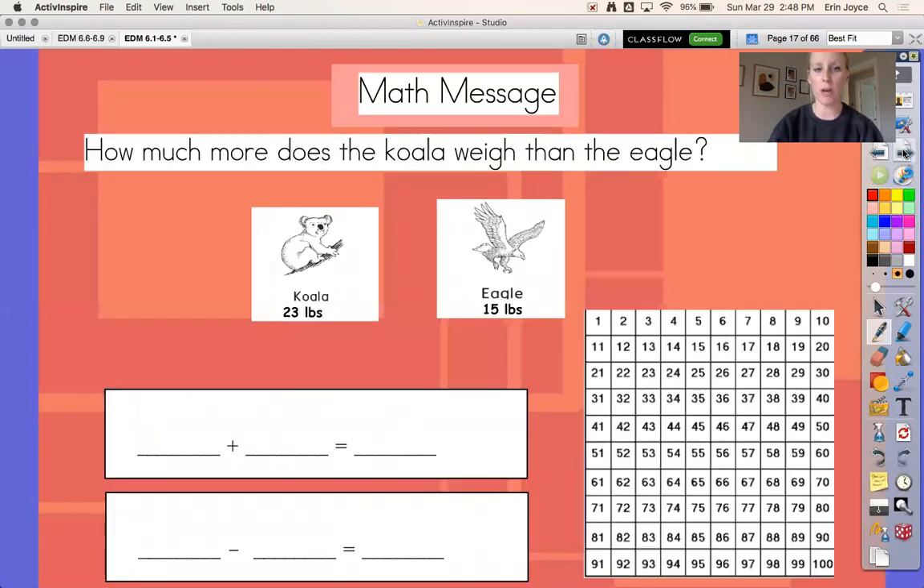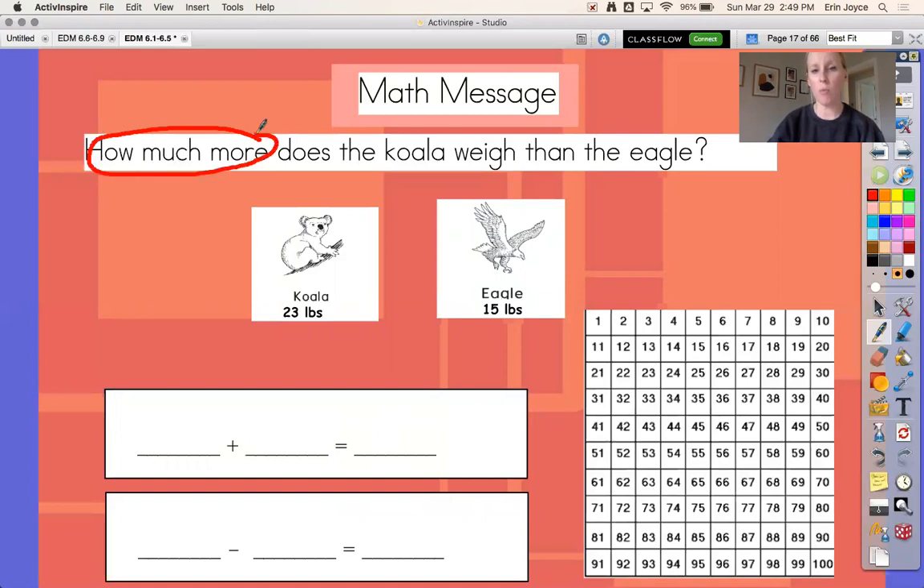All right, let's go ahead and jump right in. Today's math message, I'm going to solve for you, a little bit different than in class, but just to get us familiar with what the work is. The problem says, how much more does the koala weigh than the eagle? Well, I'm paying attention to this phrase here, how much more.